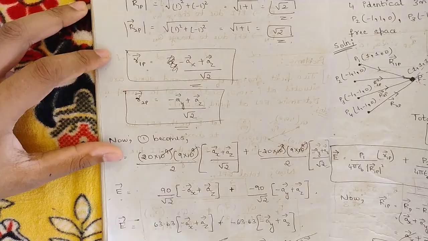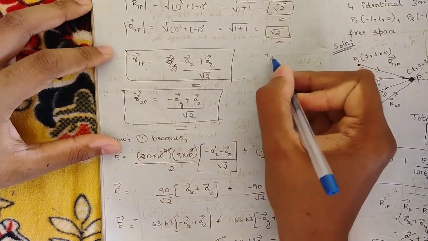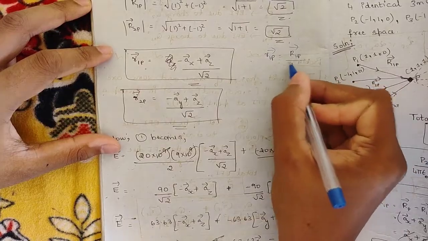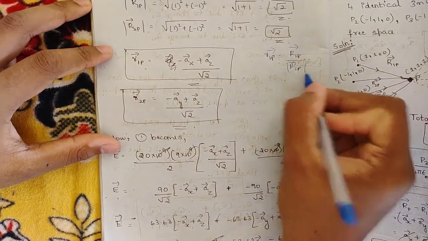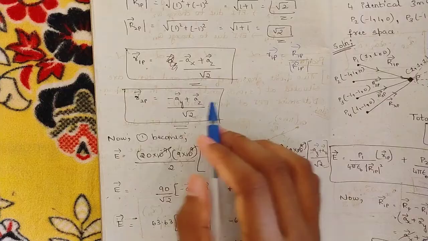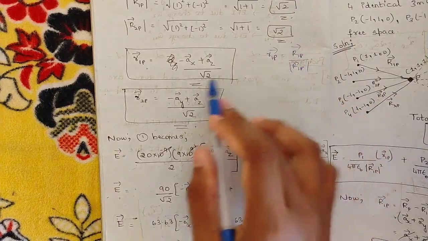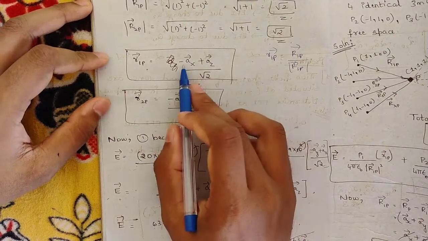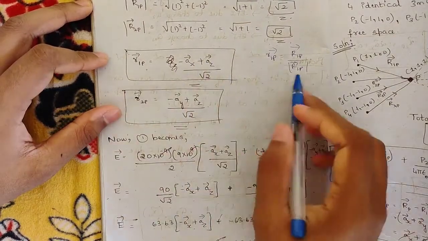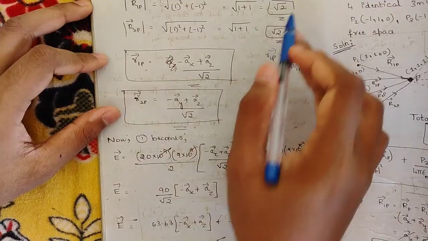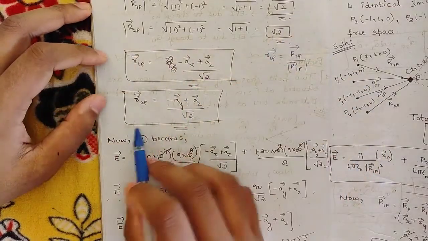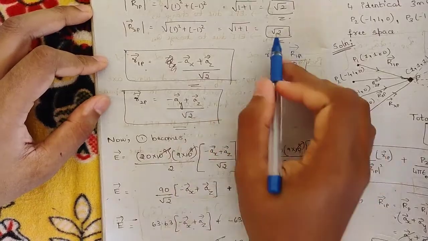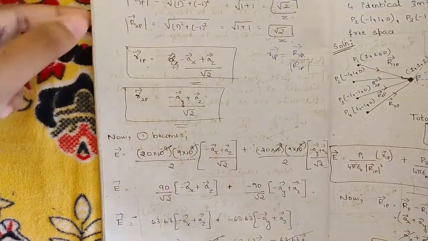Now, the unit vector R1P. The unit vector R1P is given by vector R1P divided by the magnitude of vector R1P. Similarly for R2P also the same thing. So what is vector R1P here? AZ minus AX, divided by the magnitude part. The magnitude is root 2. So this is the unit vector R1P. Similarly, unit vector R2P is AZ minus AY divided by root 2. Okay, so these are the unit vectors.